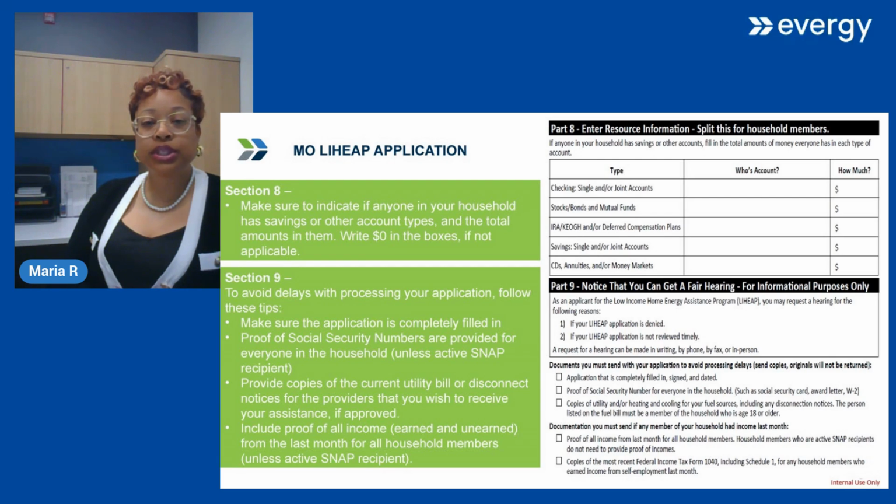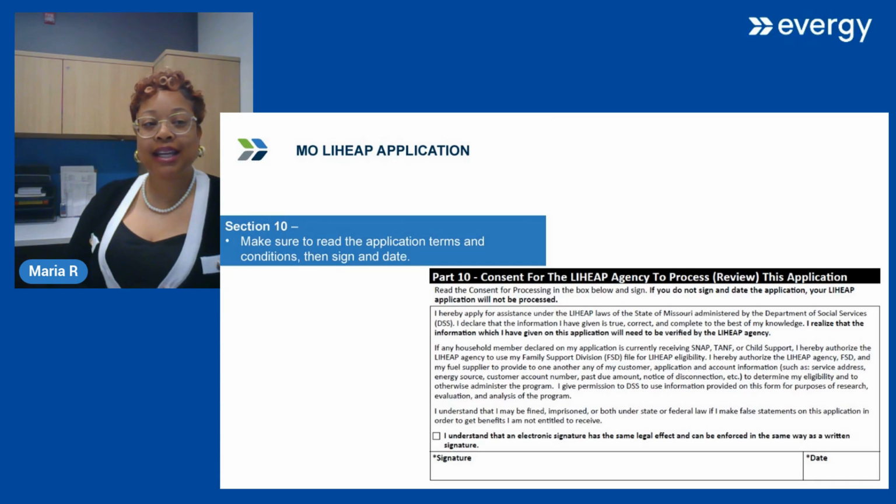It is also important to note a change in this season. Applicants receiving Social Security and disability benefits must provide a bank statement for the previous month. Section 10 is consent for the LIHEAP agency to process the application. This is the last step. Make sure to read over the terms and conditions, then sign and date the application. Now it's ready to be submitted to the local LIHEAP agency for processing.